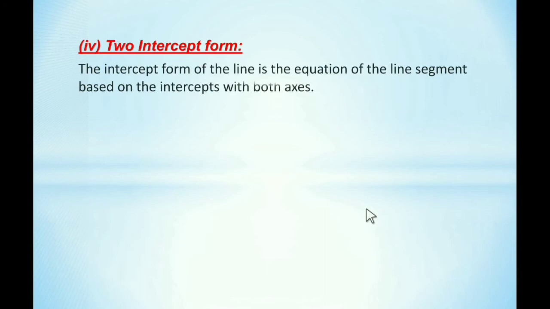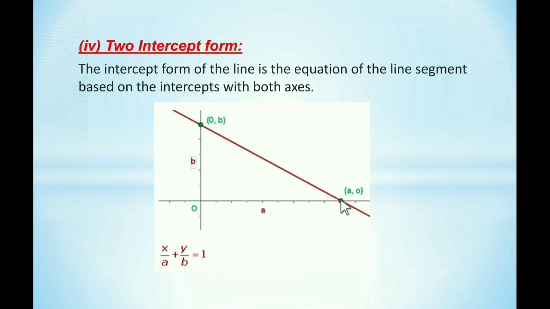The fourth one is the two-intercept form. What is the two-intercept form? The intercept form of the line is the equation of the line segment based on the intercepts with both axes. Look at this, the graph of the line, the red one is a line which intersects the x-axis here at point A and the y-axis here at point B. So we will just write x by A plus y by B equal to 1. This is the equation of a straight line in two-intercept form, where A and B are intercepts and they will be non-zero.